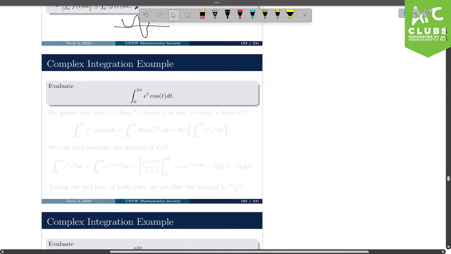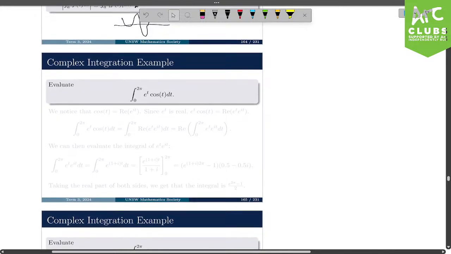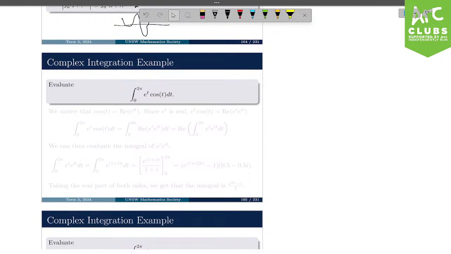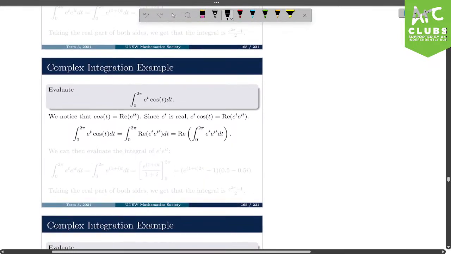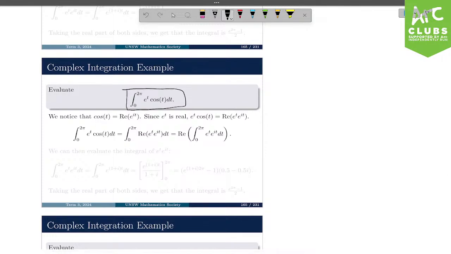Fantastic. Here we have an example. We're going to evaluate the integral from 0 to 2 pi of e to the t cos t dt. And so, let's just crack on with it. So, first things first, here we have a little bit of a tricky integral. Okay, we could go ahead and do it by parts a couple of times and then deal with it, but it's not nice. What we can do is go ahead and express cos t as the real component of e to the it, as we do right here.